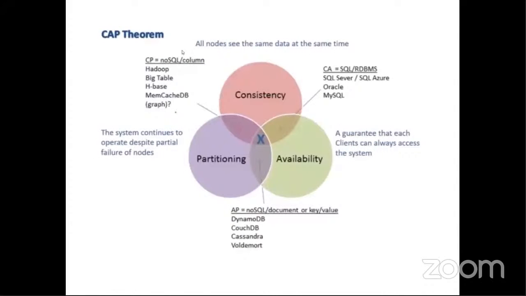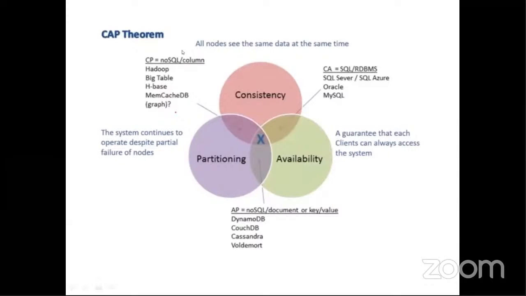Okay, HBase will not come under availability. Where do I keep HBase? HBase will come under consistency and partitioning. So the thing is, I told you, what is meant by CAP theorem? CAP: C is consistency, A is availability, and P is partition.